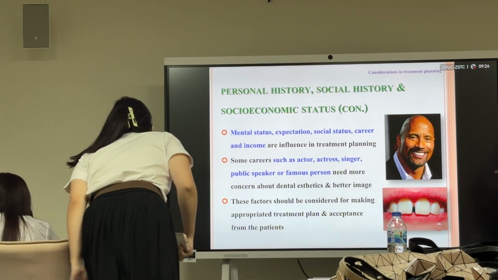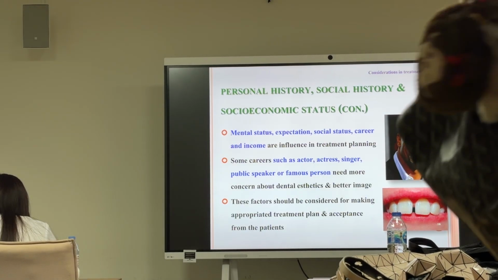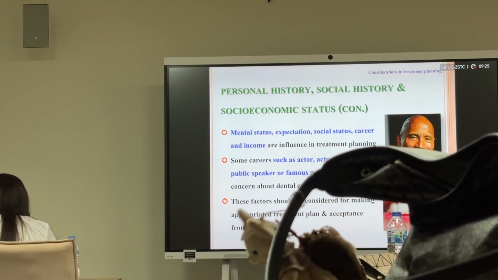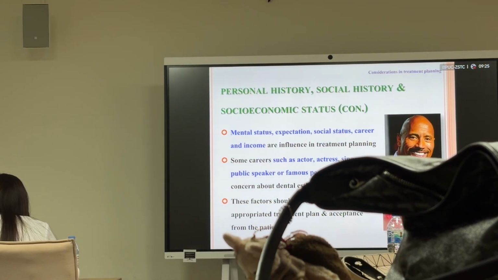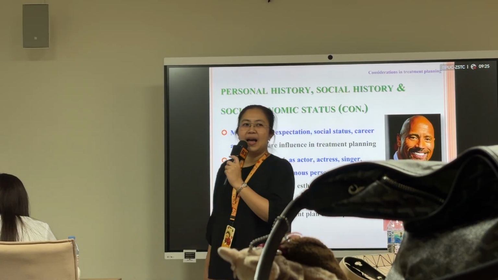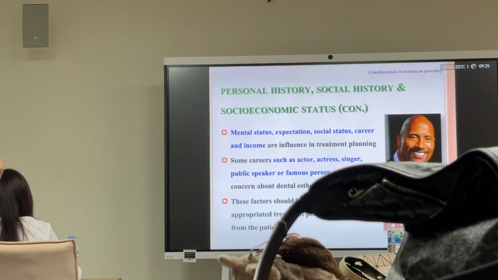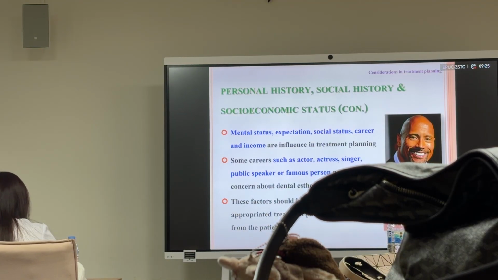And the mental status, expectations, social status, career, and income also influence treatment planning. In some cases, such as an actress, singer, public speaker, or famous person, they need more concern about dental aesthetics and a better image. Like this, for example, there is space in the anterior teeth, but if you are an actress, what kind of treatment plan do you want?